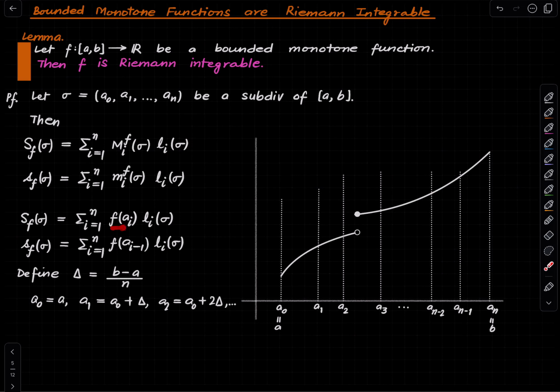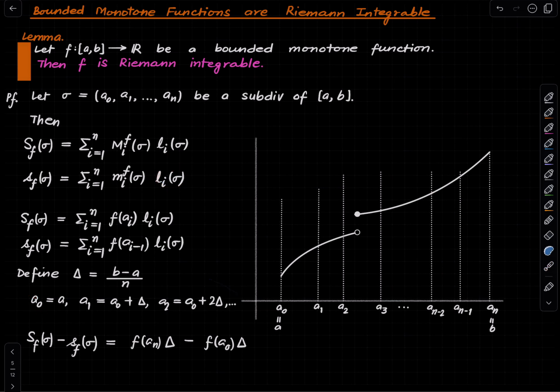Here we see f of a1, here we see f of a0, then we see f of a2, and here we see f of a1. So I hope you see that a lot of terms cancel out, and what remains once we take the difference? This is just f of an minus f of a0, times delta, right? Delta is the length for each i. That's how the subdivision has been.